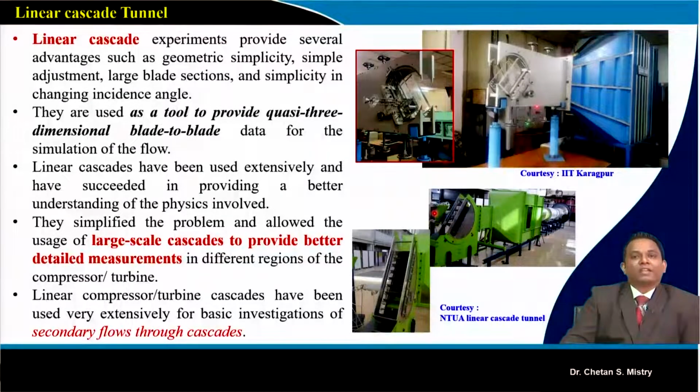This linear cascade has also been used for studying the secondary flow field. Those who have already done the course on aerodynamics of turbomachinery will understand that part. Since it is beyond the scope here, you can understand that secondary flow is what leads to losses, and the flow between the passage leads to increased losses and decreased efficiency.